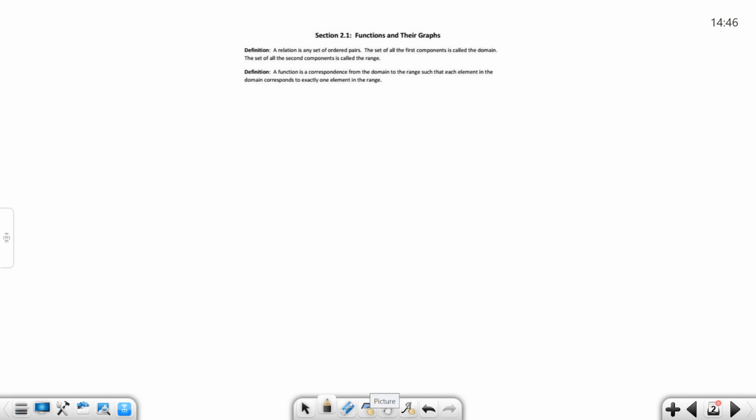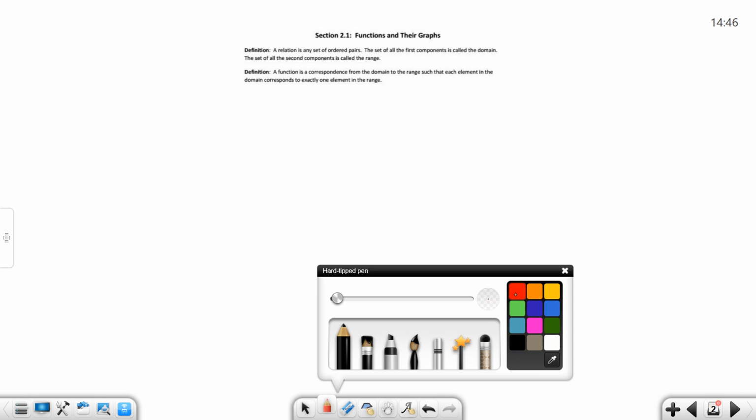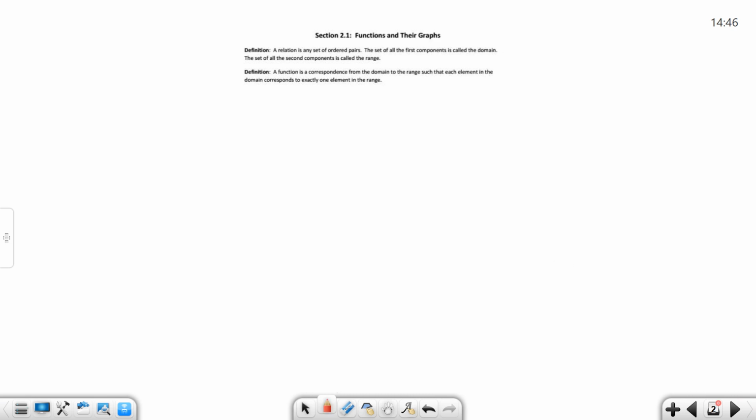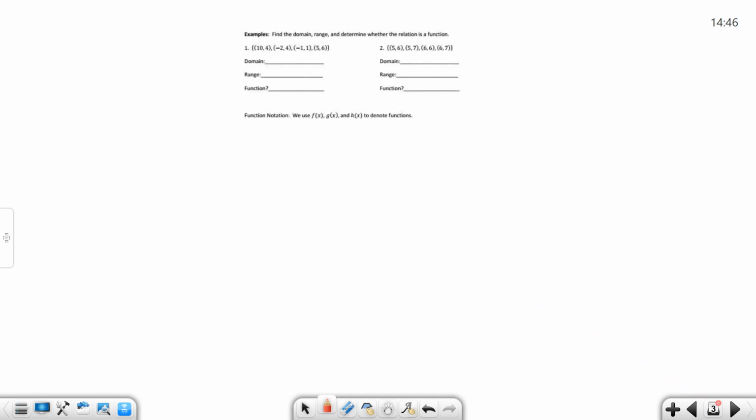Okay, in this section we're talking about functions and relations. So a relation is any set of ordered pairs. It's a correspondence between domain and range. In other words, a correspondence between x and y. A function is a correspondence between x and y, or domain and range, that relates in such a way that every element of the domain corresponds to exactly one element of the range. So that exactly one statement is very important.